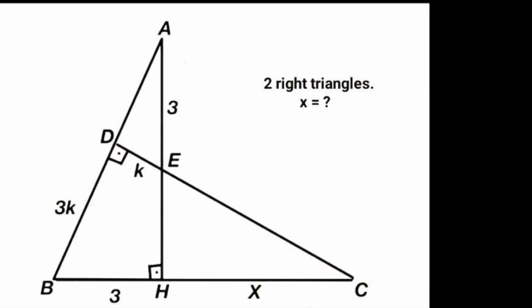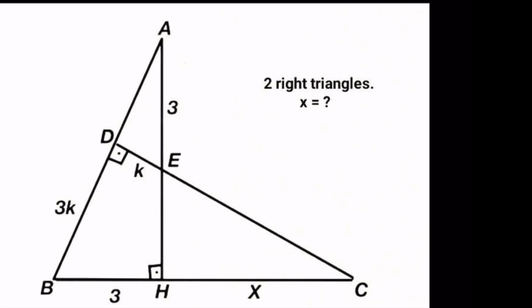Let's try to solve this question. We are given in the question that there are two right triangles, but I see actually more than two right triangles in there. At least 4 right triangles I can see. Probably you already saw that as well. So let's solve this question.